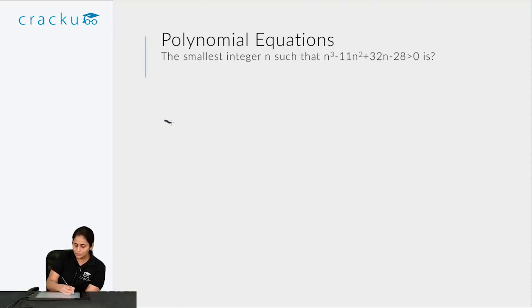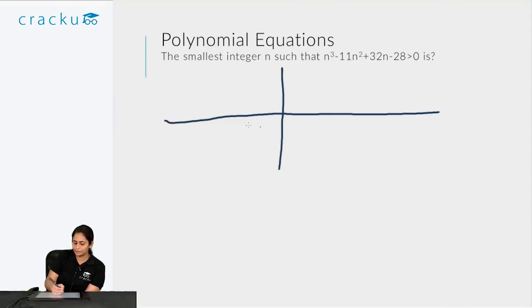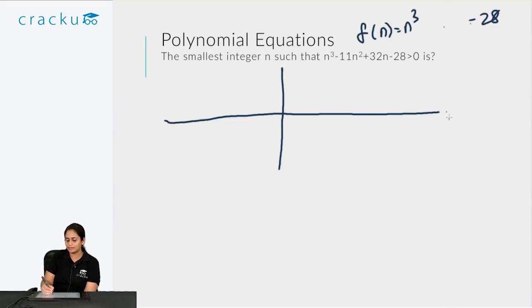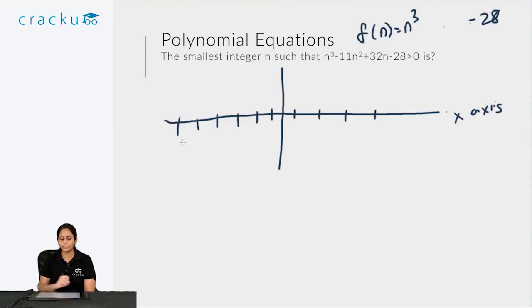So in such questions, the way I like to solve them is I start by drawing the integer line n. So this function f of n is equal to n cube minus 11n square plus 32n minus 28. So I have to draw this function as a graph on this number line where n is the x-axis. Because I am told that n is an integer, I have to consider all the integral points and see when f of n crosses the x-axis and goes above 0. Now, to actually graph this, let us consider the different points on the number line.